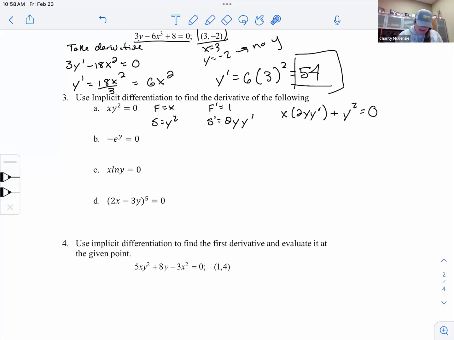Okay, B. How am I going to do B? This one's kind of like a chain rule because you have a y up there. So we know the derivative of an e stays the same. So the derivative of negative e to the y is negative e to the y. And then you times it by the derivative of the inside, the derivative of that exponent. Well, the derivative of y is y prime. So chain rule.